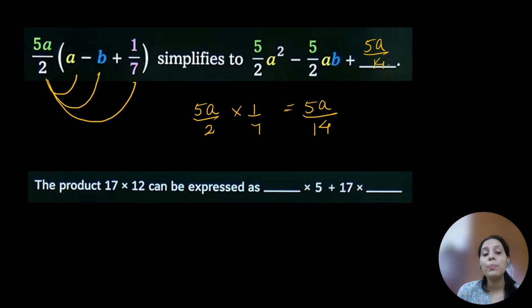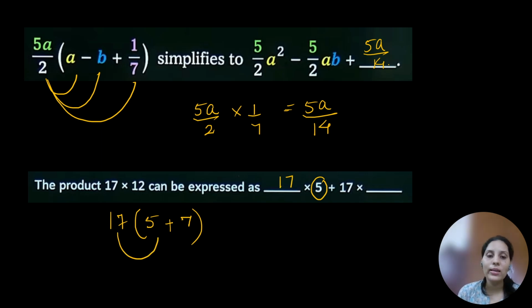Now, next up, the product 17 into 12 can be expressed as, see, here you're getting 5, isn't it? So basically 17 is there, and 12 can be written as 5 plus what? 7. So that is why here the distributive property has been used: 17 into 5 plus 17 into 7. This is how you use distributive property, so this calculation becomes easier.